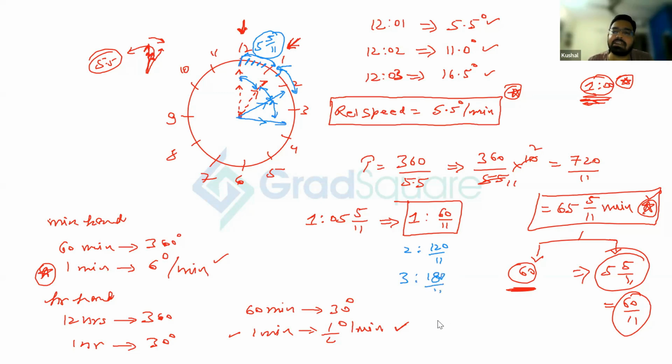So then between 3 and 4, they'll meet at 3 180 by 11. Can you tell me between 9 and 10, where are they going to meet now? Between 1 and 2, they were meeting at 1 60 by 11. Between 2 and 3, they were meeting at 2 120 by 11. Between 3 and 4, it was 3 180 by 11. Between 9 and 10, what will be the exact time when they're together?